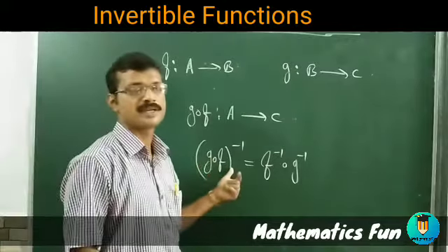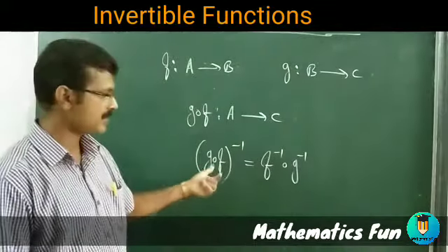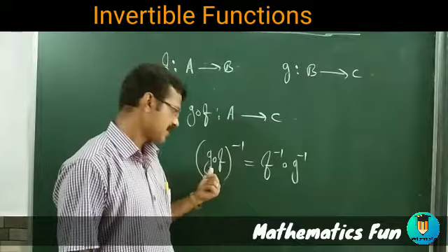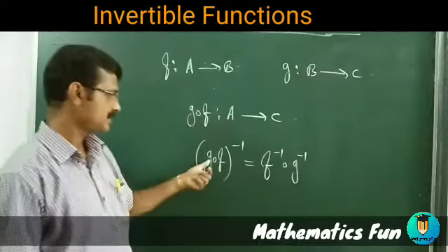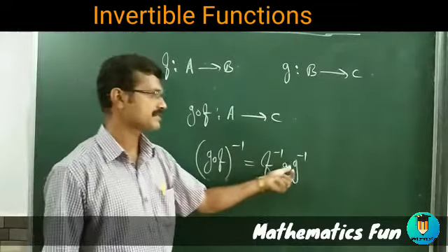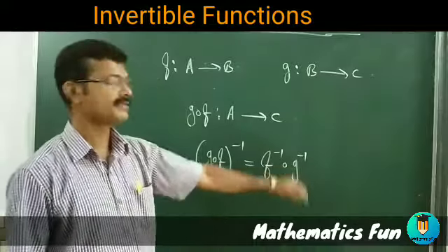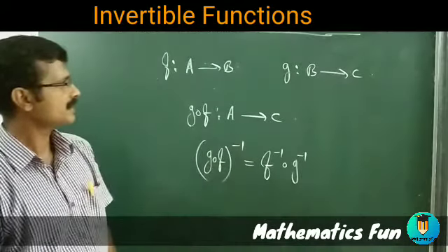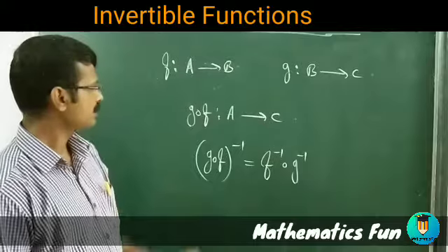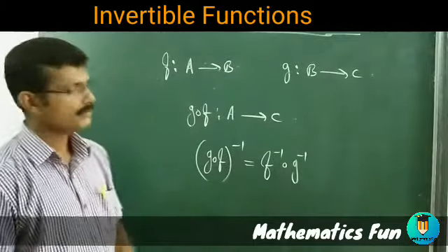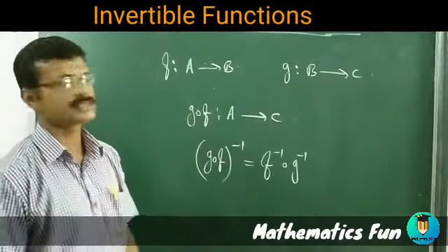Reversal law of inverse we studied in matrices, and in the determinant part you studied. So the same result is coming here: (g∘f) whole inverse is equal to f inverse of composition g inverse. So these are the results you have to know in this part. Now we can do the sums based on this.